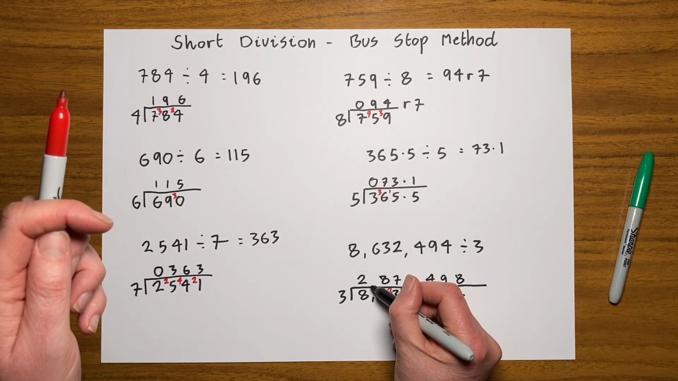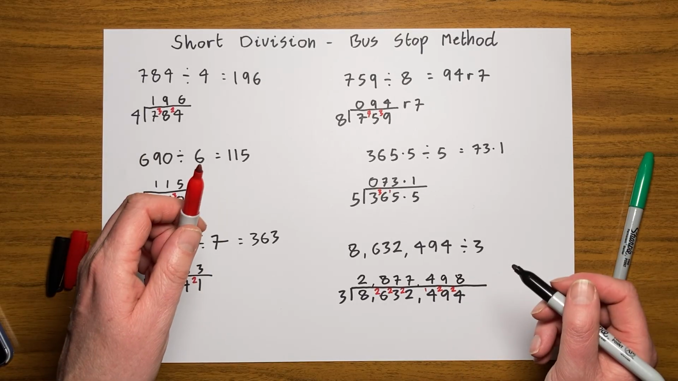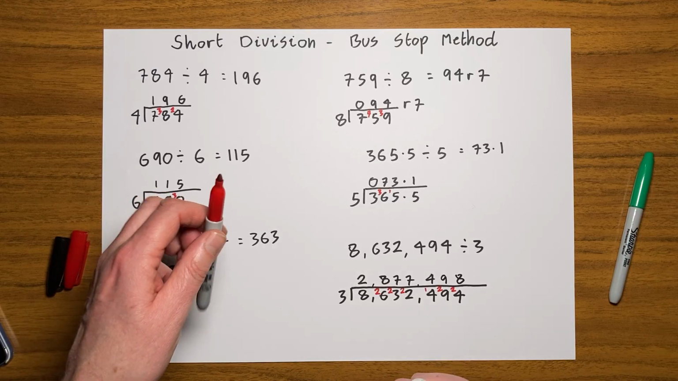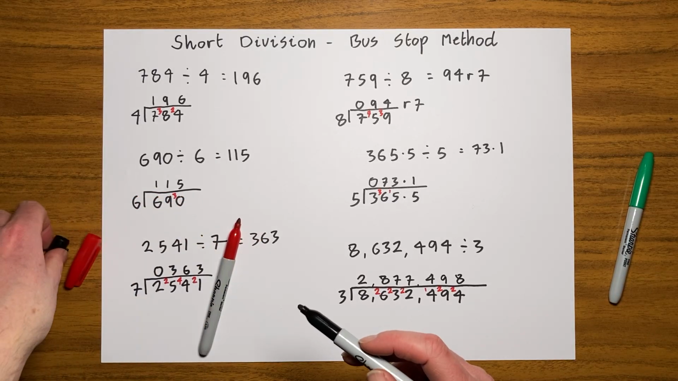So giving me an answer of, there are 2,877,498 3s in 8,632,494. Take it steady, guys.